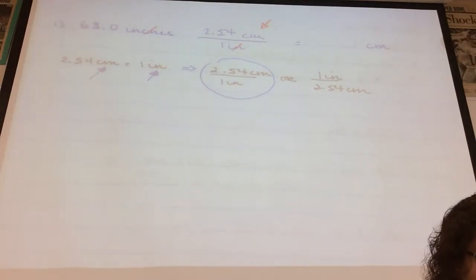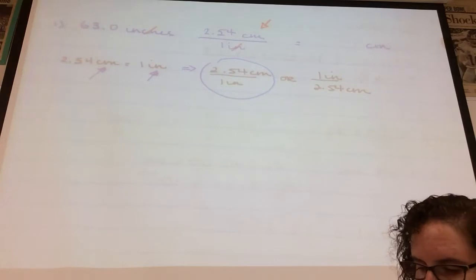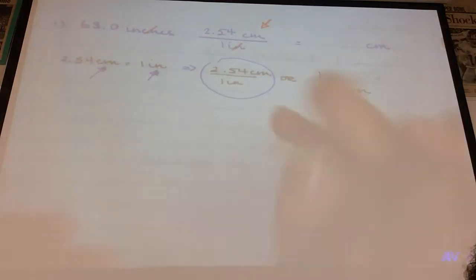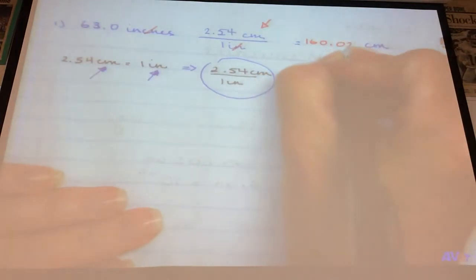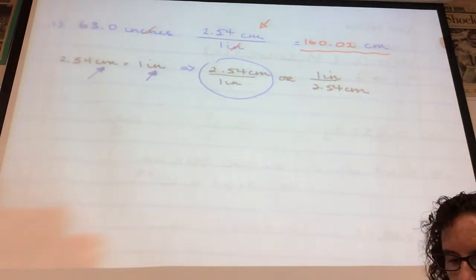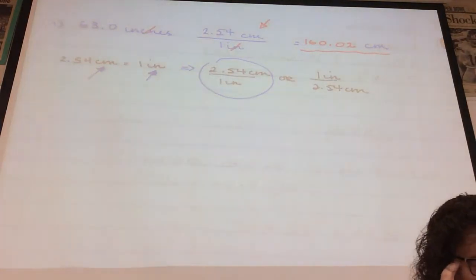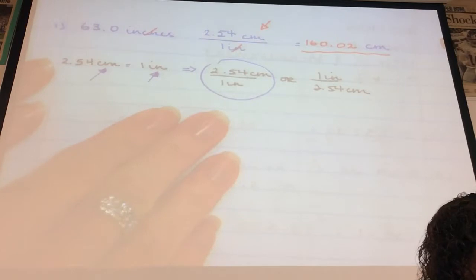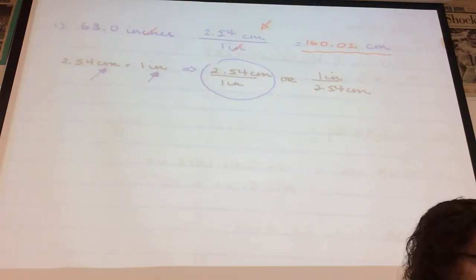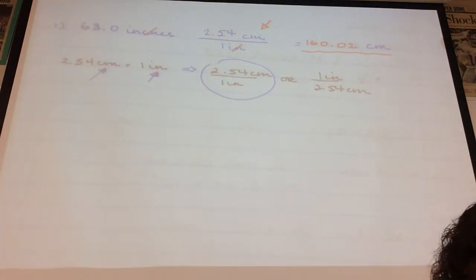So 2.54 times 63 is 160.02. I'll teach you how to round next week. Why did I put inches in the denominator of the first fraction? So the unit would cancel. All right? Does that make sense? Yes? Okay.